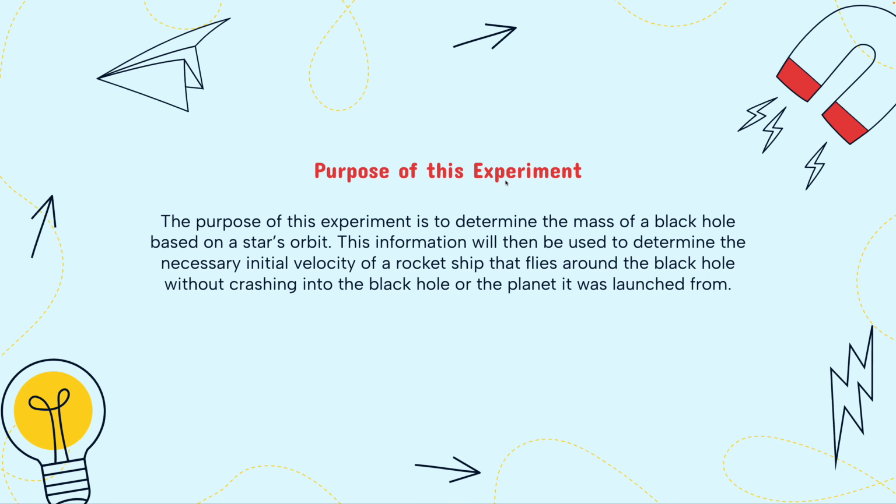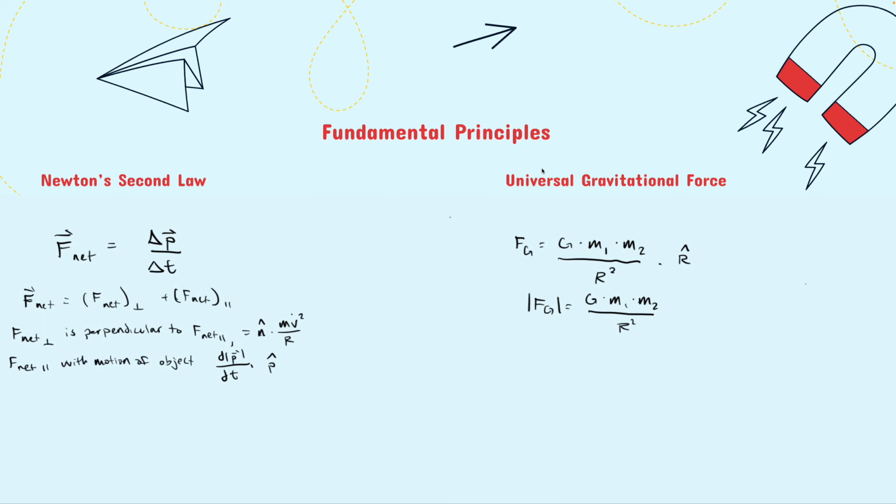So the purpose of this experiment is to determine the mass of a black hole based on a star's orbit, and then this information will be used to determine the necessary initial velocity of a rocket ship that flies around the black hole without crashing into the black hole or the planet it was launched from.